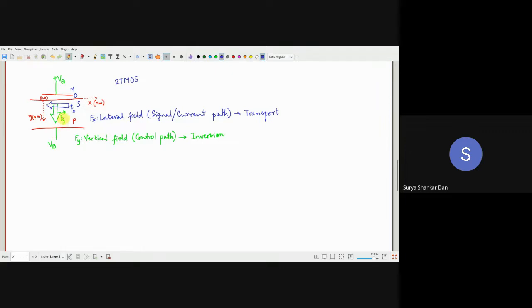So this, I will call it the 2T MOS. That means two terminal MOS structure. So this 2T MOS structure is basically a MOS capacitor. Okay. Once we have finished this MOS capacitor analysis, okay, then we will try to investigate.